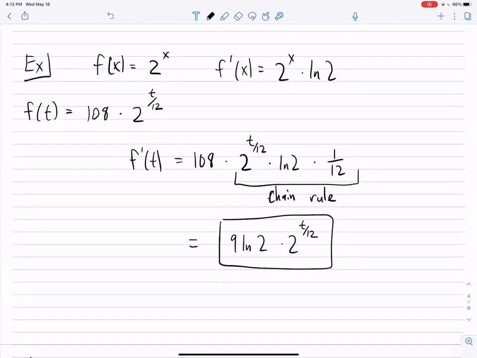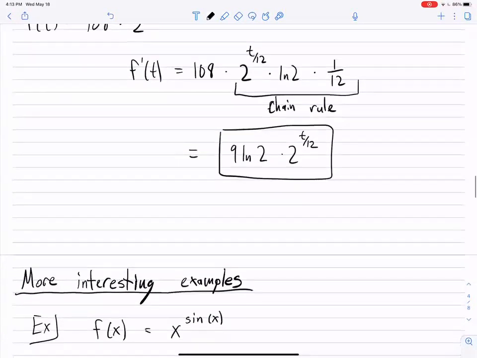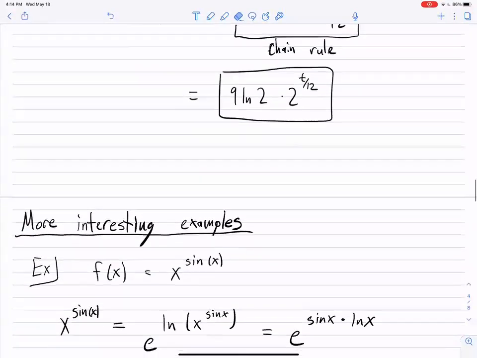And so those are some examples of some exponential functions we can do. Now let's do some more interesting examples. So what about something like this?